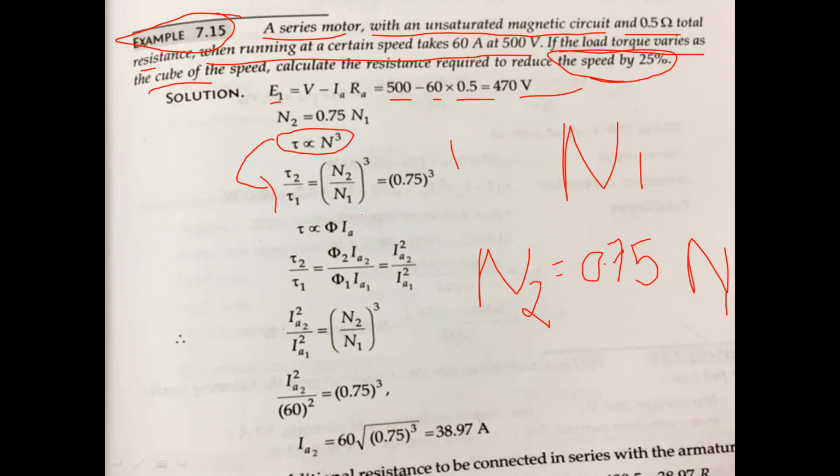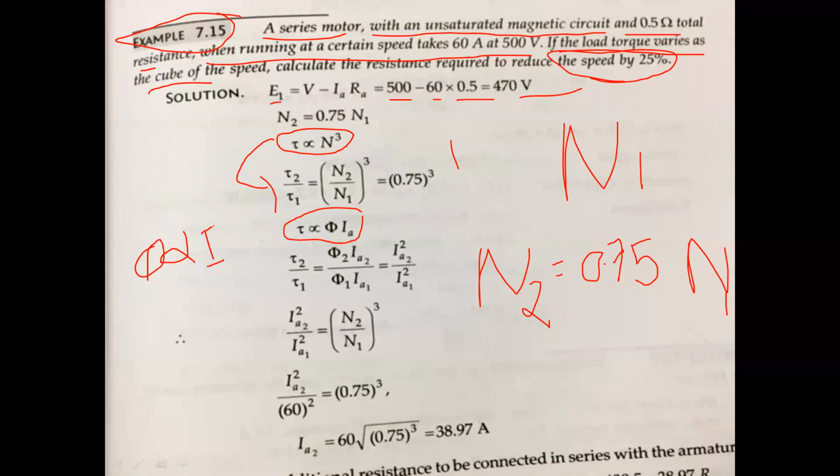We know that torque is proportional to flux and armature current. This is the base formula. So the torque developed by a DC motor is proportional to flux and armature current. Therefore, T2 by T1 equals phi 2 Ia2 by phi 1 Ia1. In a series motor, flux is proportional to armature current because armature and field are both connected in series. So Ia2 into Ia2, Ia2 squared, by Ia1 into Ia1, Ia1 squared.